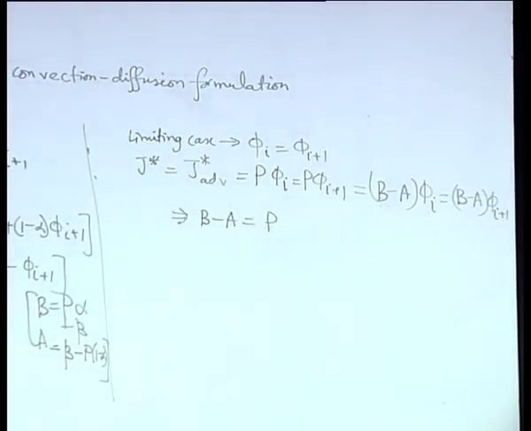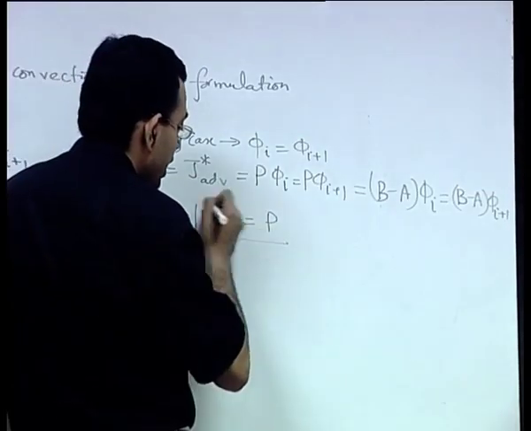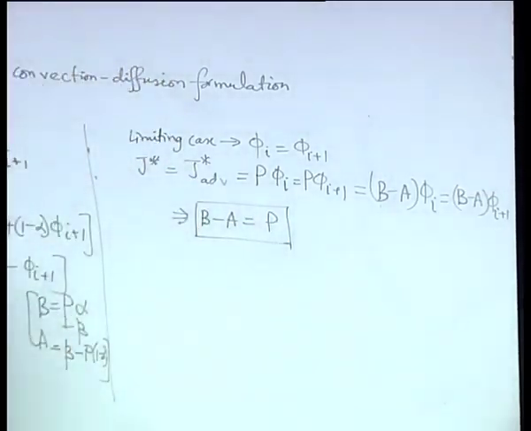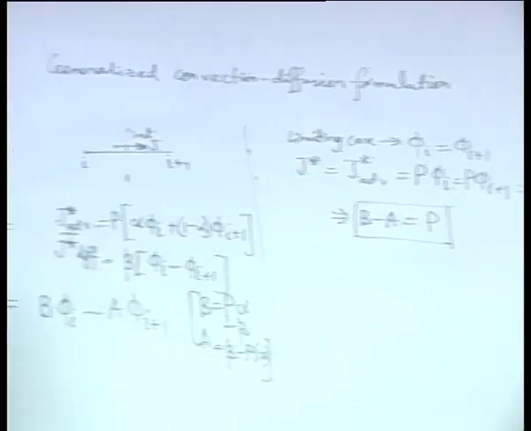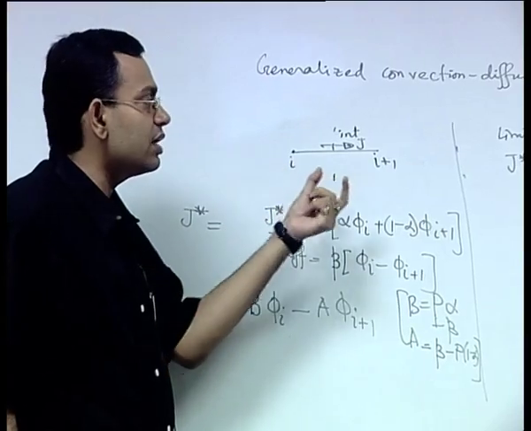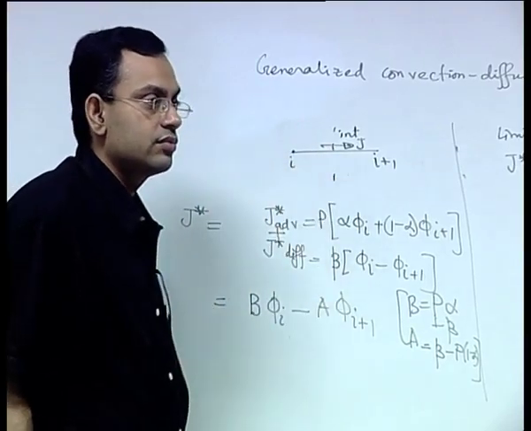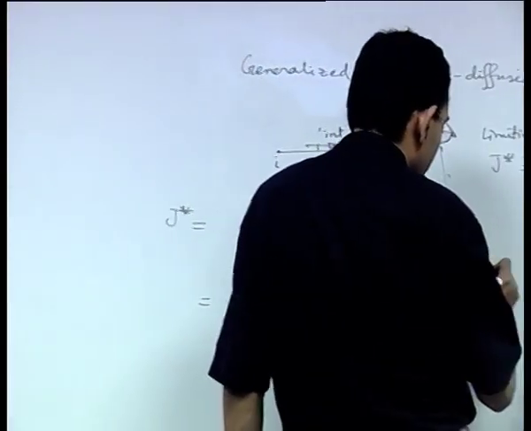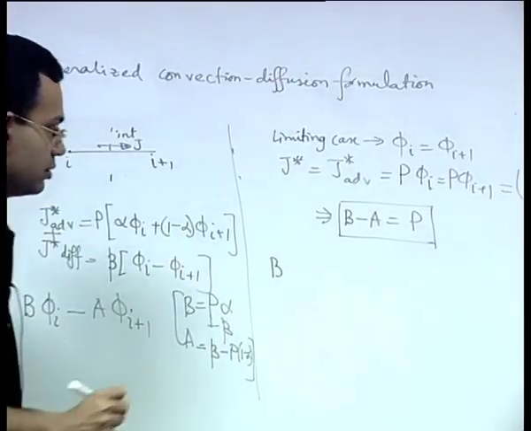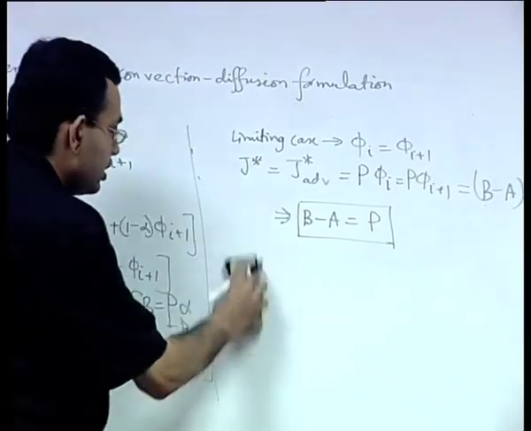This is a very important relationship between A and B. No matter whatever is B and whatever is A, their difference is always the Peclet number. That is the first thing. Next, let us try to see what happens if we alter the flow direction. Before altering the flow direction, so, the effect of alteration of flow direction.